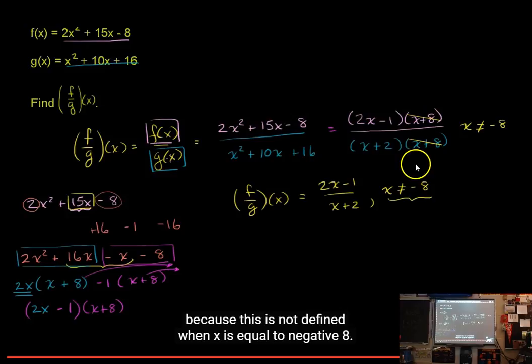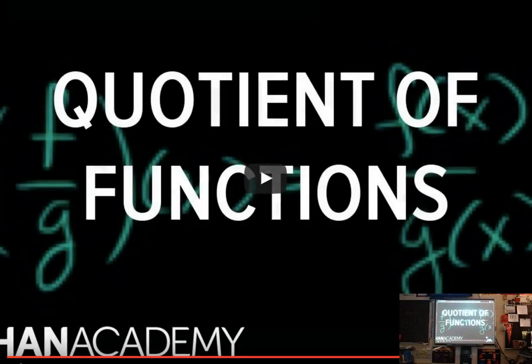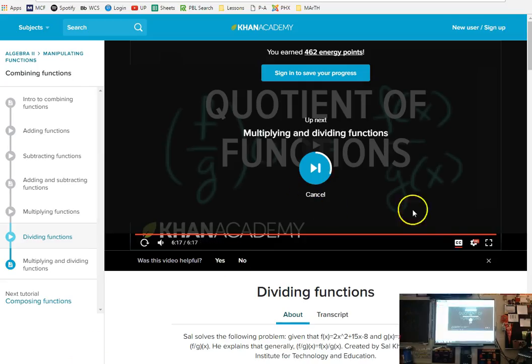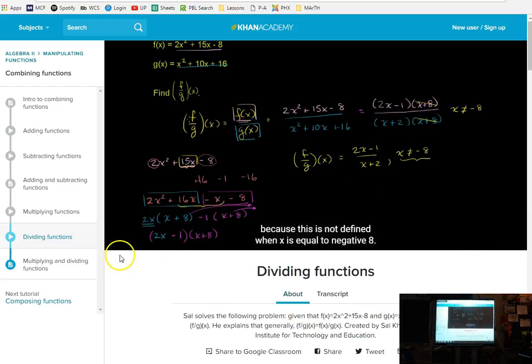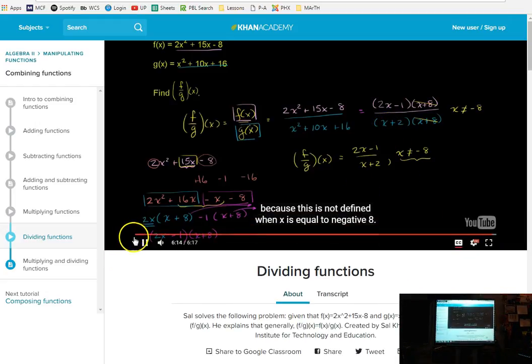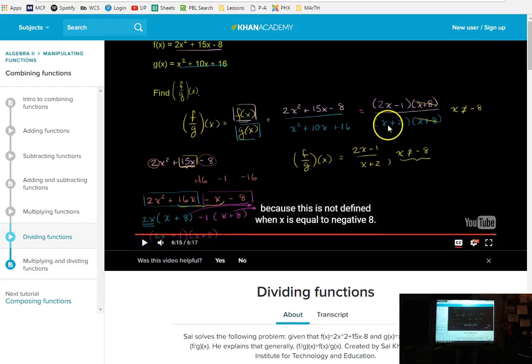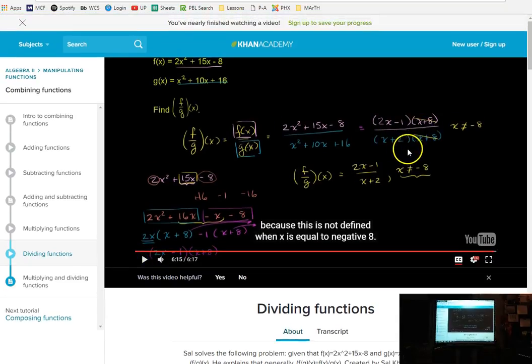What else couldn't x be? 2. Really? Wait, is she being serious? Yeah, sorry, was it negative 2? Negative 2. Because either of those would make your denominator 0.